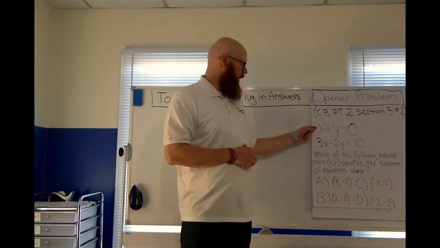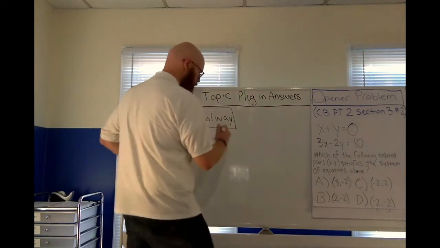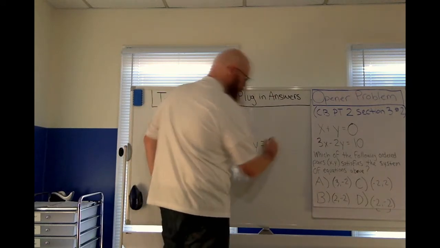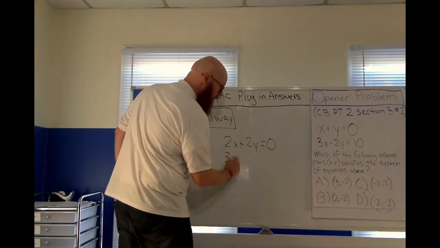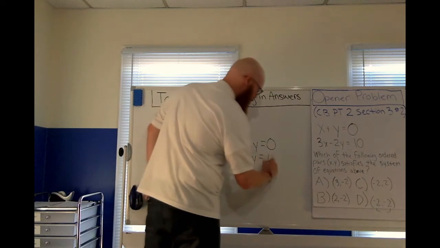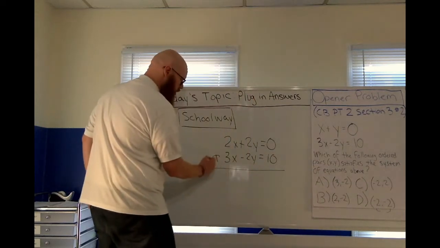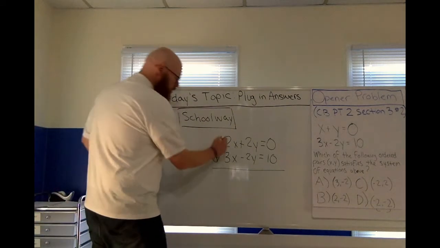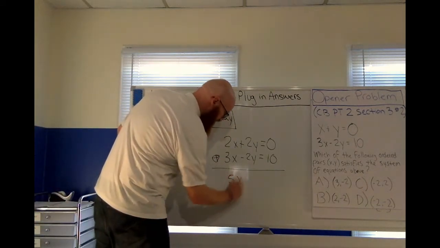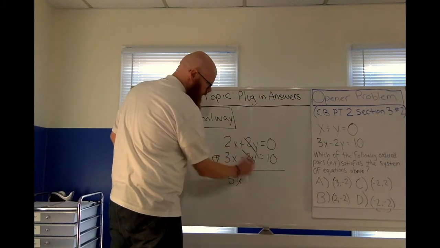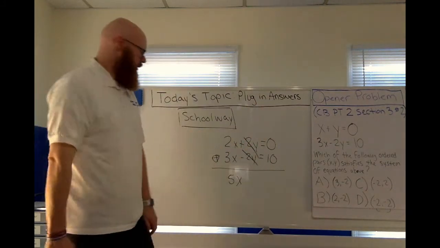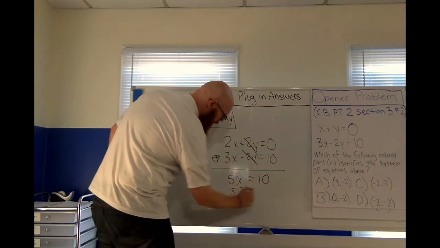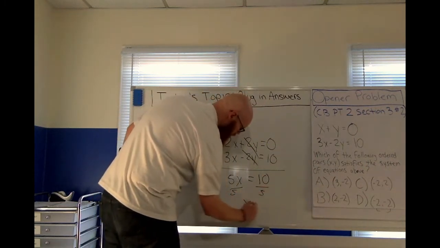So we're going to multiply the first equation by 2, and we're going to get 2x plus 2y equals 0. And the second equation we're going to leave alone. And then we are simply going to add these equations together. So 2x plus 3x is 5x, 2y and negative 2y eliminate, and 10 plus 0 is 10, divide by 5, so x equals 2.